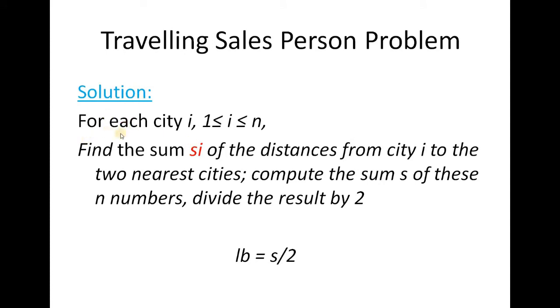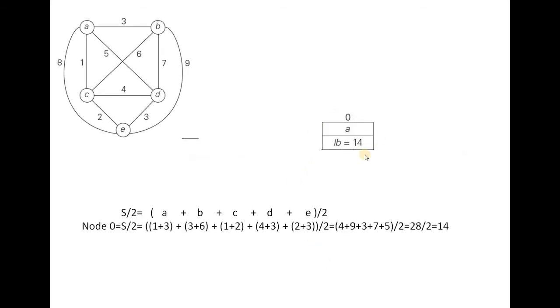The solution says: for each city i, find the sum Si of the distances from city i to the two nearest cities. Then compute the sum S of these n numbers and divide the result by 2. We are going to calculate the lower bound by using this formula S by 2, where S is the sum of n numbers. To understand this, we'll consider node 0, which is the root level node for the state space tree.